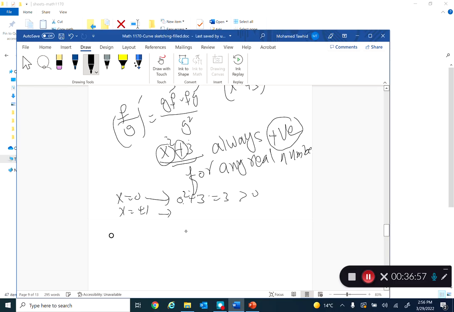If I take x equal to plus or minus 1, then what is the value of x squared plus 3? Replace x by plus or minus 1: 1 squared plus 3 gives 4, and negative 1 squared also gives 1, plus 3 gives 4. So that is greater than 0. Both of them are greater than 0, so x squared plus 3 is always a positive number.